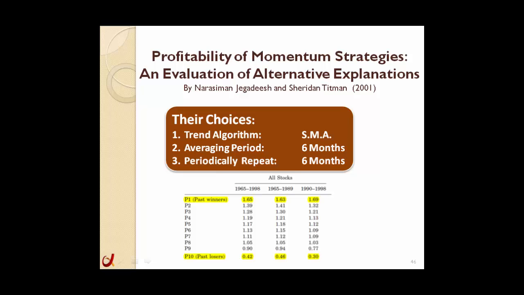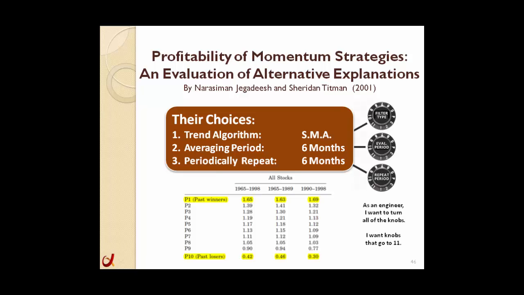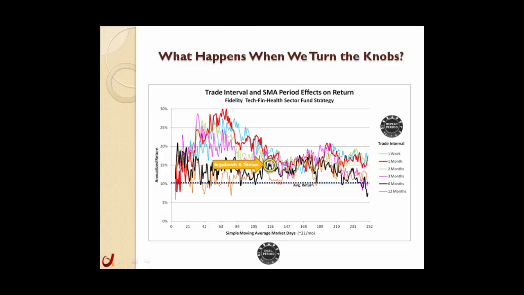As an engineer, I want knobs. I want to turn all of the knobs, and I want knobs that go to 11. What happens when we turn the knobs? I picked a Fidelity sector fund strategy and plotted what happens when turning 2 of the knobs. On the bottom is the simple moving average time constant. On the right is the trade interval. And this circle in the center is where Jagadesh and Tietman focused in their academic paper.